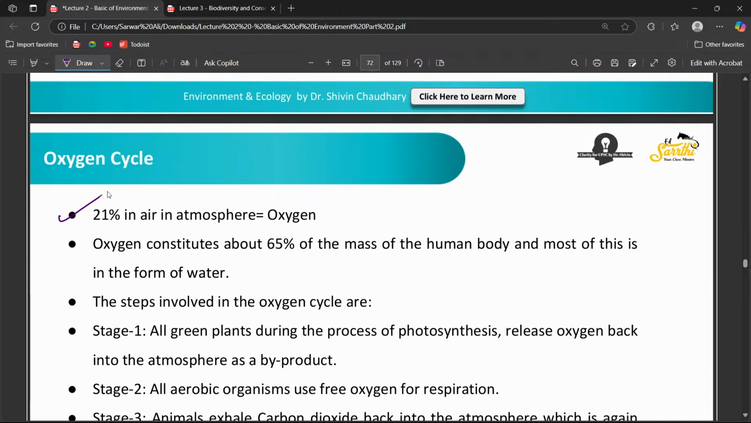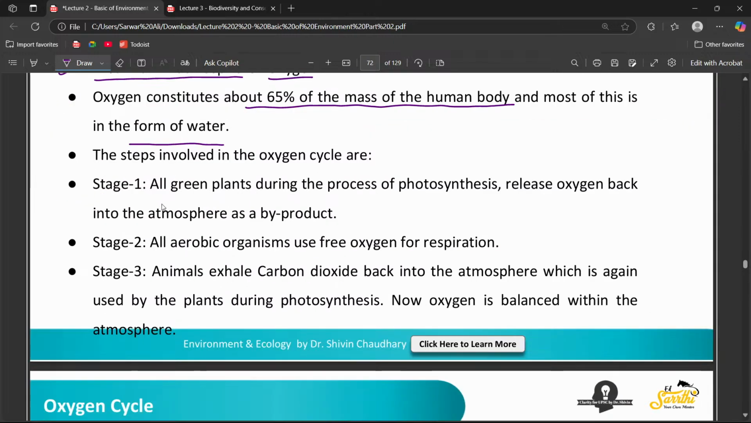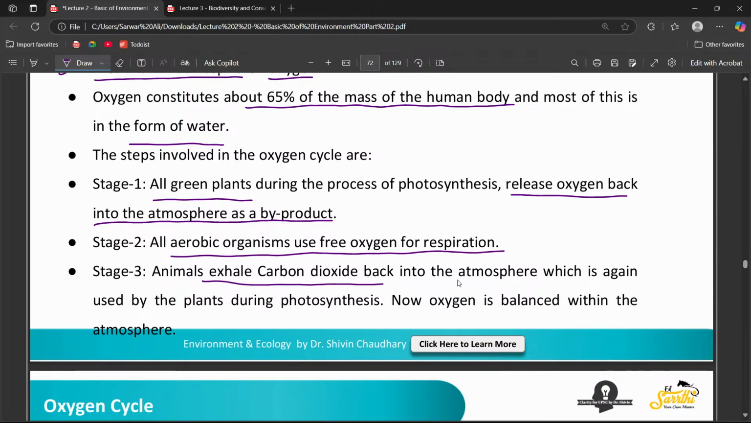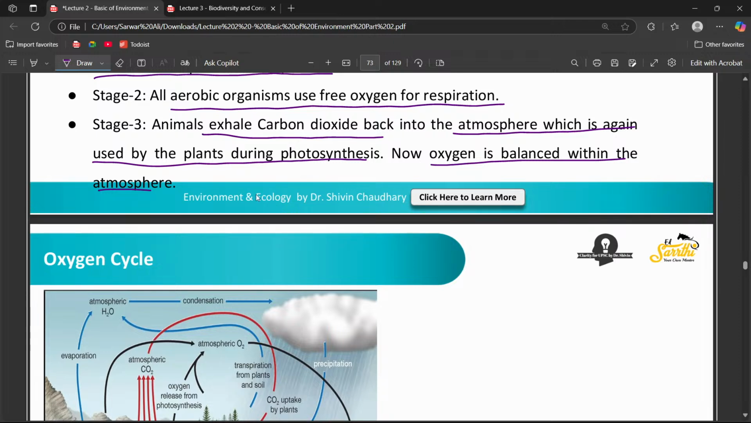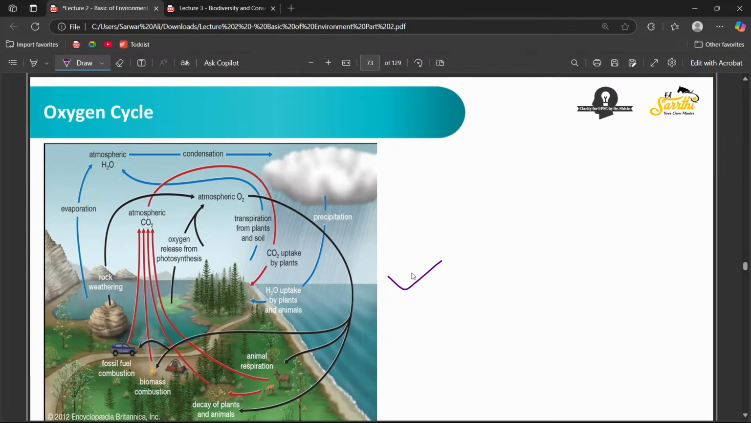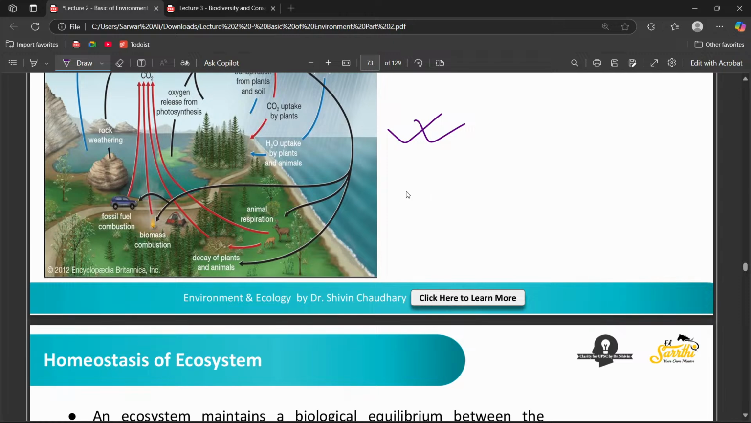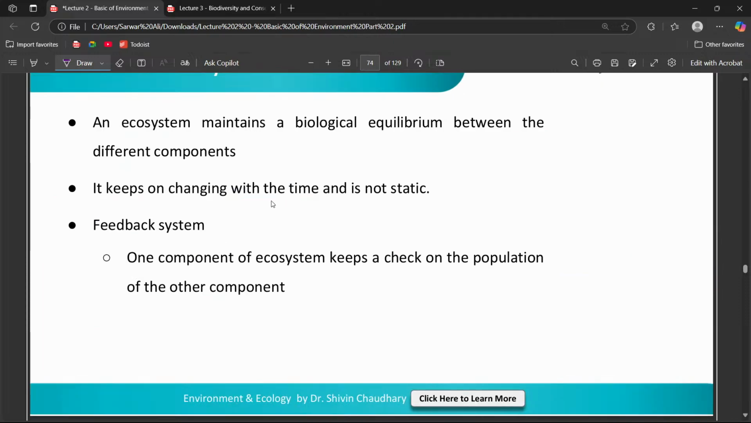Now we have the oxygen cycle. 21% of the air is oxygen. Oxygen constitutes 65% of the mass of the human body and most of it is in the form of water. The steps involved in the oxygen cycle are: all green plants during photosynthesis release oxygen back into the atmosphere as a byproduct. Aerobic organisms use free oxygen for respiration. Animals exhaust CO2 into the atmosphere, which is again used by plants during photosynthesis. Now oxygen is balanced within the atmosphere. This is one of the oldest cycles we will ever read, so I will not be explaining it right now. You can look at it on your own.